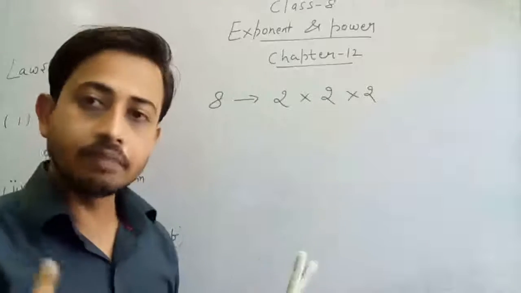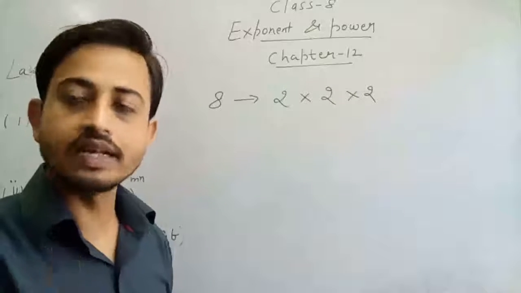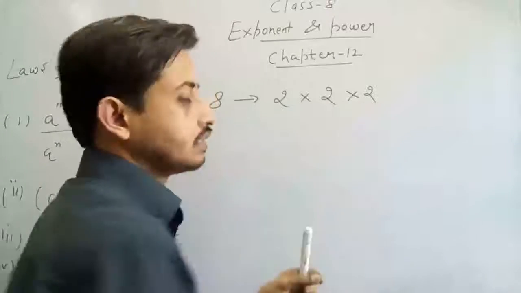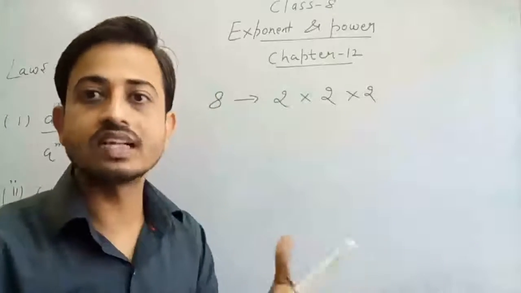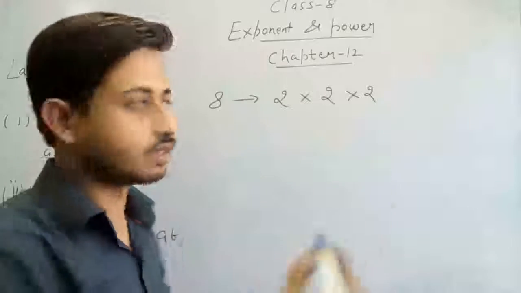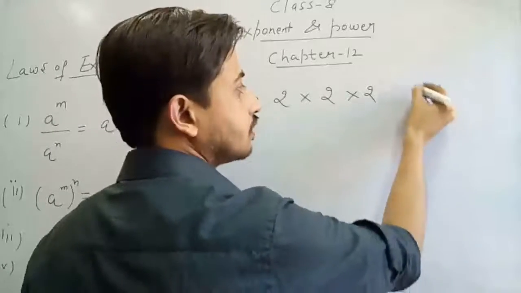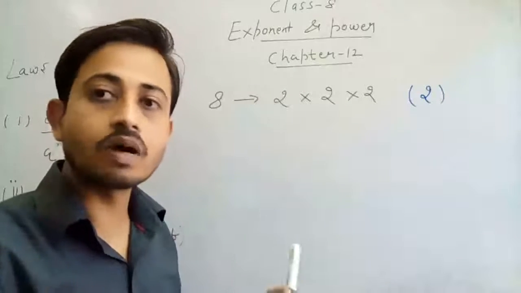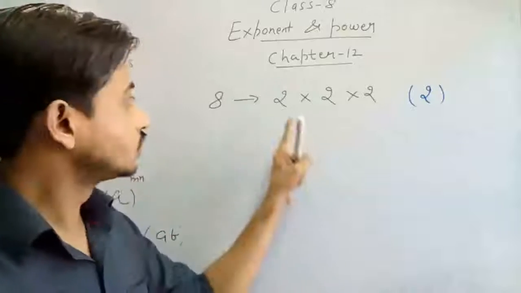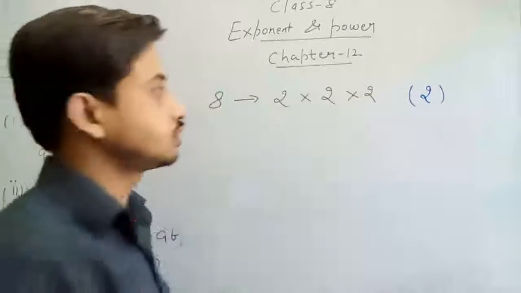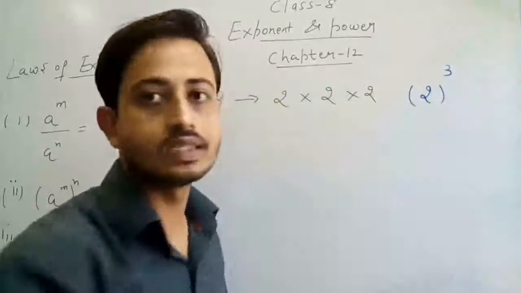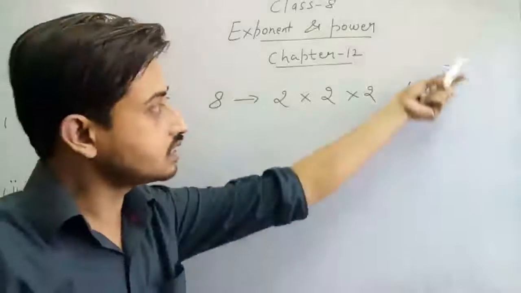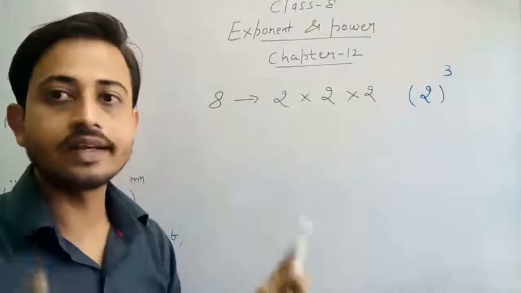So this 8 can be written in terms of exponent and power. How can we write it? Firstly we have to write the number. What's the number in this case? 2 is the number. Then take a power. Power indicates how many times the number comes. It comes 3 times. So you have to write 2 raised to the power 3. So the answer is 8. This form is basically called exponent and power.